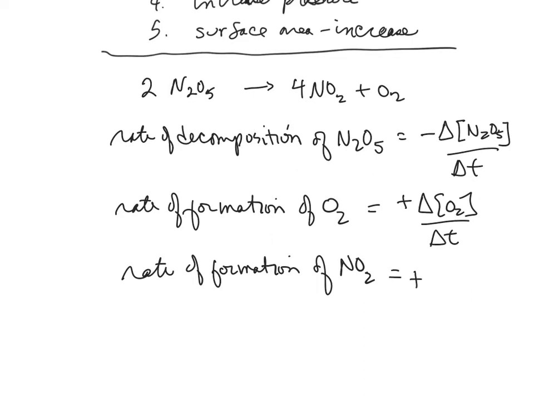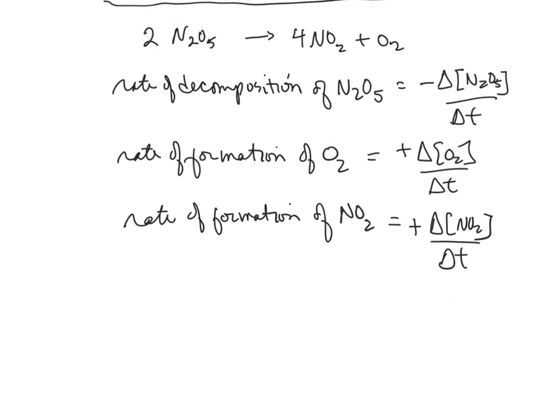And we'll say plus delta NO2 divided by delta T. All right, so then what is the relationship between them? The relationship has to do with the coefficients in the balanced chemical equation.